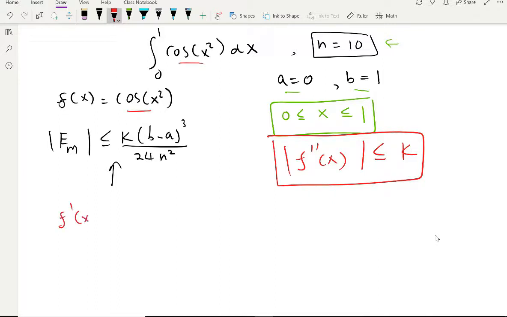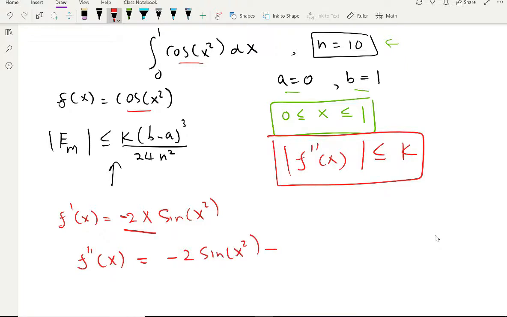Now to find k, we have to find the second derivative of f. Let's do that. The first derivative of cosine x square, you have to use the chain rule here. The derivative of x square is 2x times the derivative of cosine, which is negative sine, so minus 2x sine x square. So that's the first derivative. The second derivative, now you have to use the product rule. If you differentiate negative 2x, you get negative 2 times sine x square, and minus 2x times the derivative of sine x square. If you differentiate sine x square, you get 2x times cosine x square. That 2x and this minus 2x gives minus 4x square cosine x square.